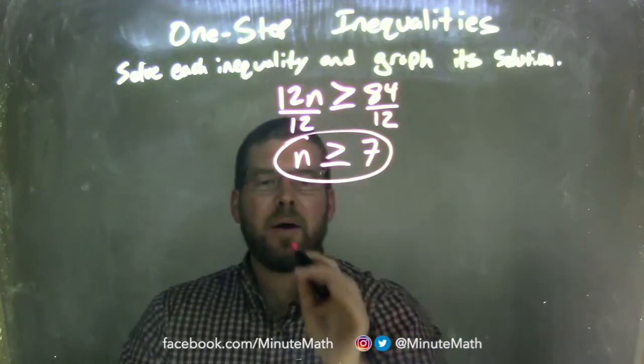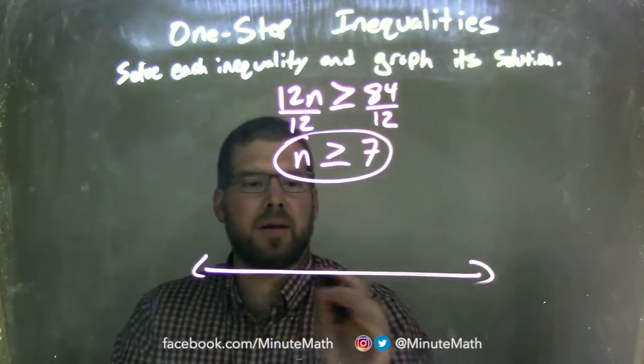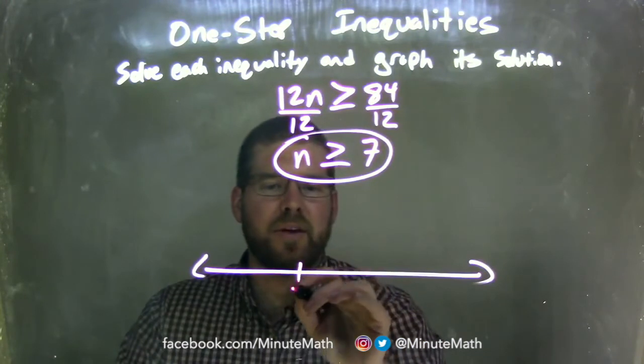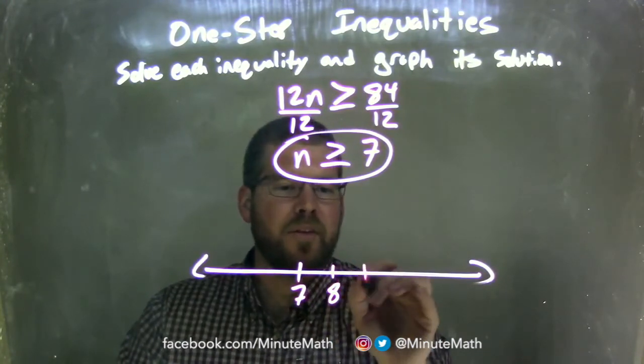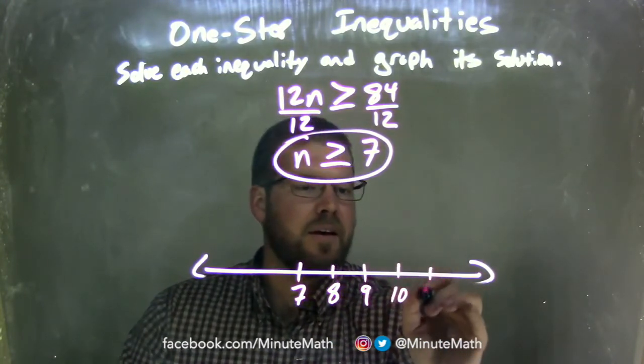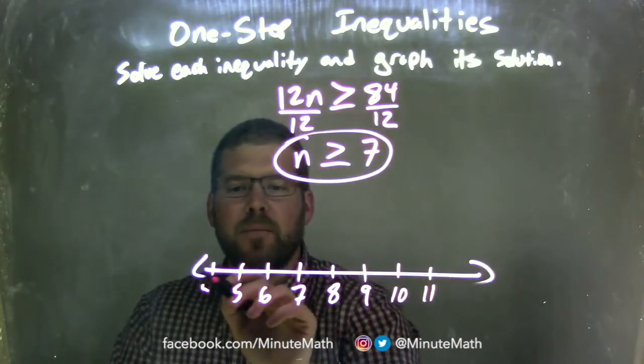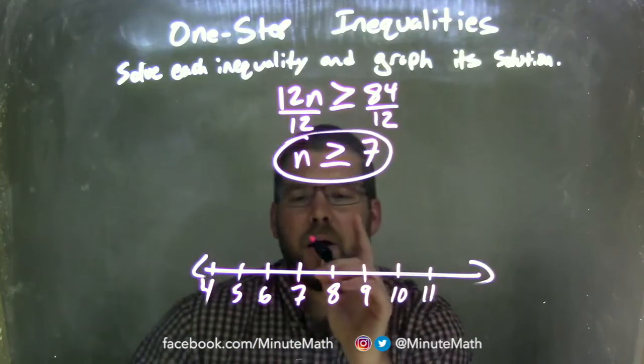So now I need to graph it, okay? I make a number line here, and I'll put 7 right there. Why not? And go by 1s: 8, 9, 10, 11. I have some freedom here with it. 6, 5, and 4. Okay? So now I need to graph this.